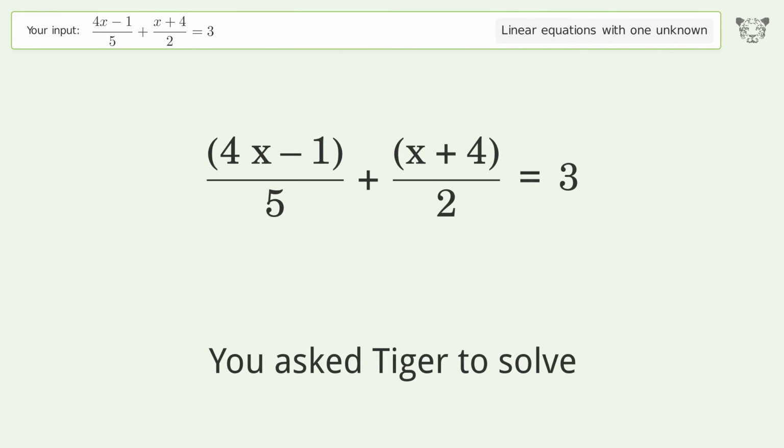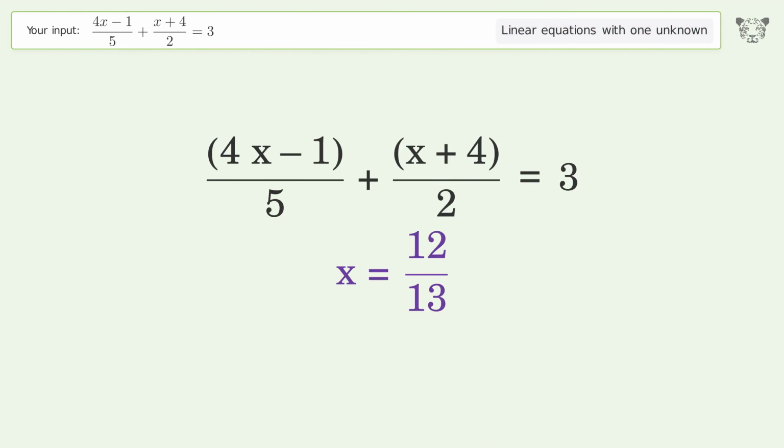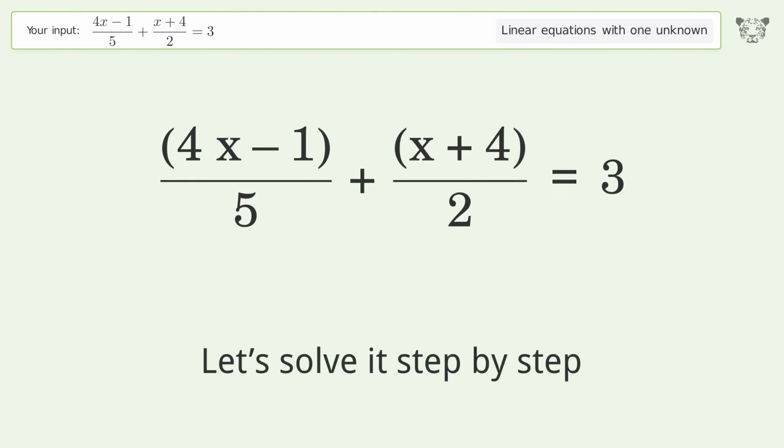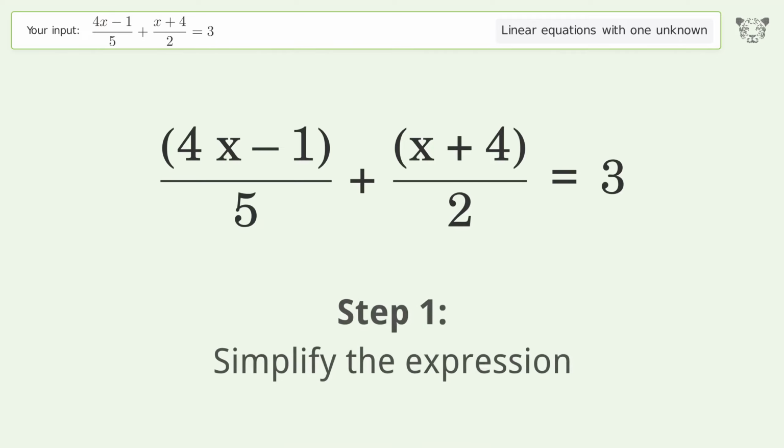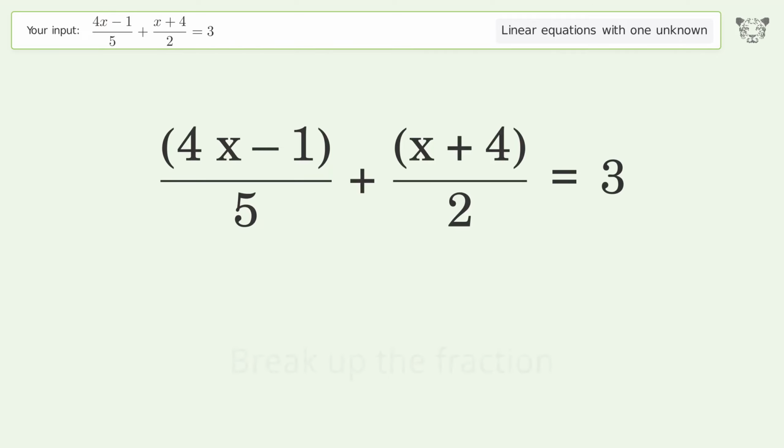You ask Tiger to solve. This deals with linear equations with one unknown. The final result is x equals 12/13. Let's solve it step by step. Simplify the expression. Break up the fraction.